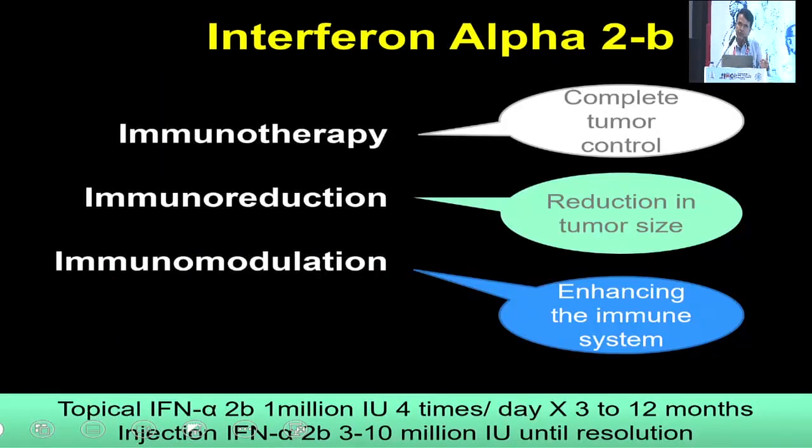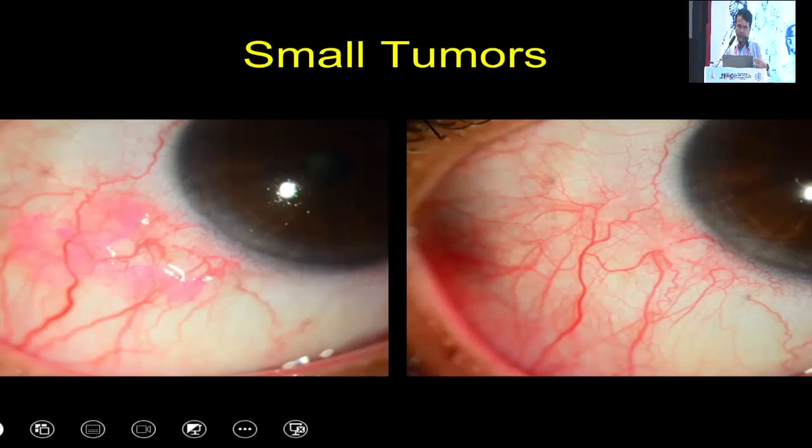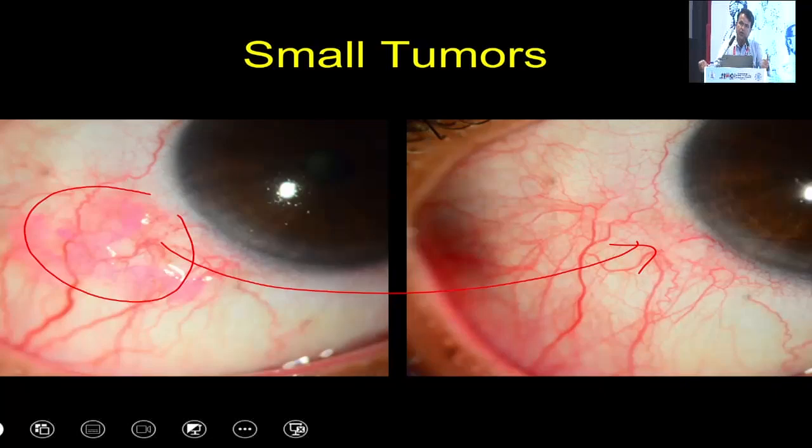How is interferon used? It's used in 3 modalities. Immunotherapy is to completely eradicate the tumor. Immunoreduction is to reduce the tumor size and then do surgery. Immunomodulation is to enhance the local immunity of the ocular surface so that the patient does not have local tumor recurrence. Small tumors like this can be completely cured with topical therapy. This is called immunotherapy or chemotherapy, where the intent is to completely eradicate the tumor. You don't intend to do surgery.